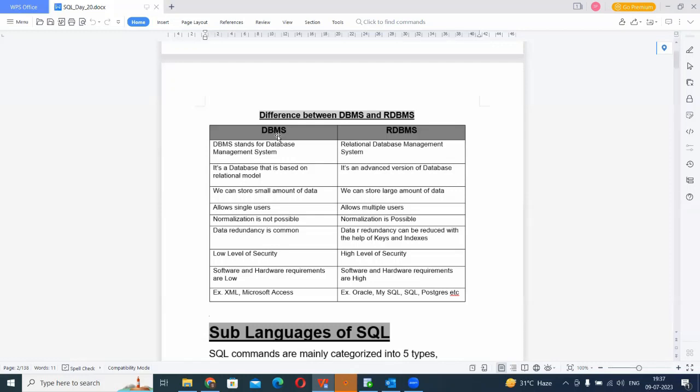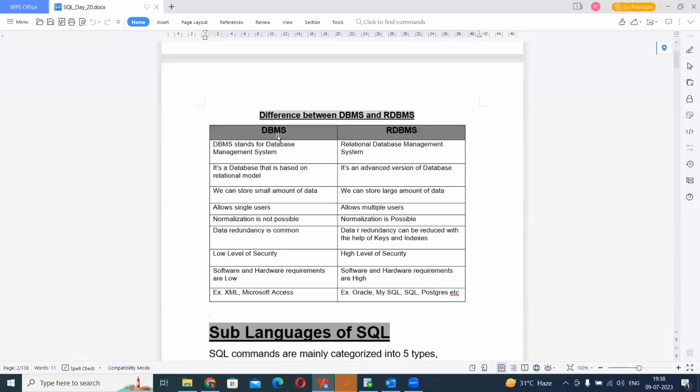And I have mentioned DBMS is a basic model. As it is a basic model, it provides only a very low level of security. And coming to RDBMS, it is an advanced model. As it is an advanced model, it provides a high level of security. As DBMS is a basic model, the requirements for software and hardware are very low. Coming to RDBMS, it is an advanced version. It provides all the high features. As it is providing advanced features, the software requirements are high.